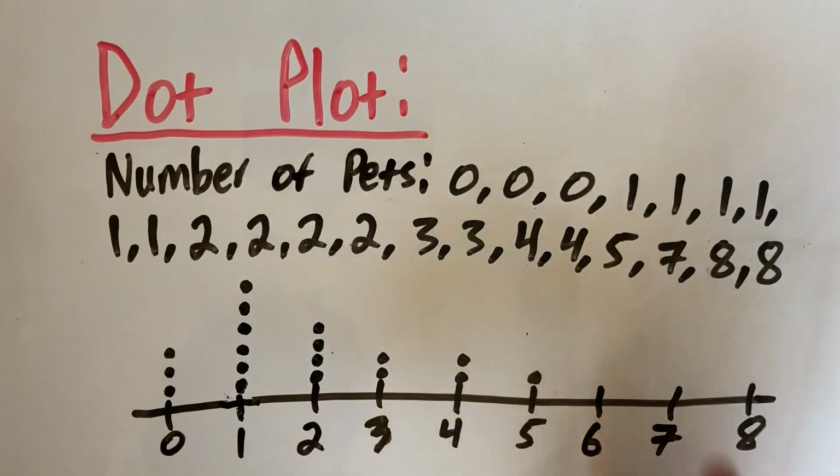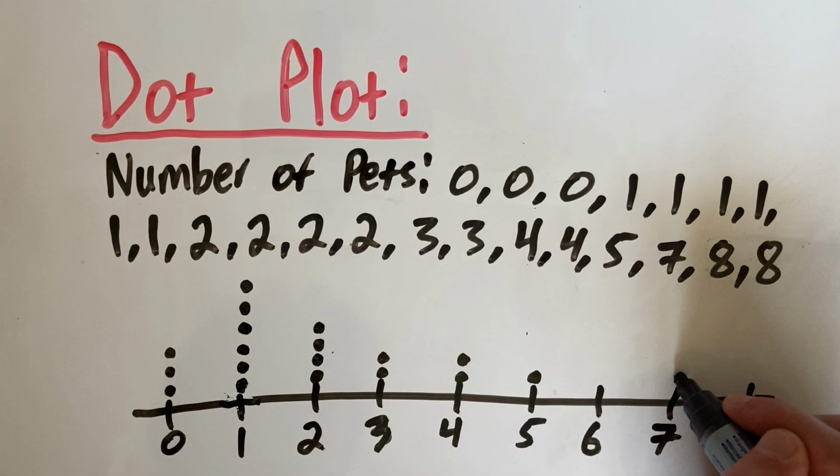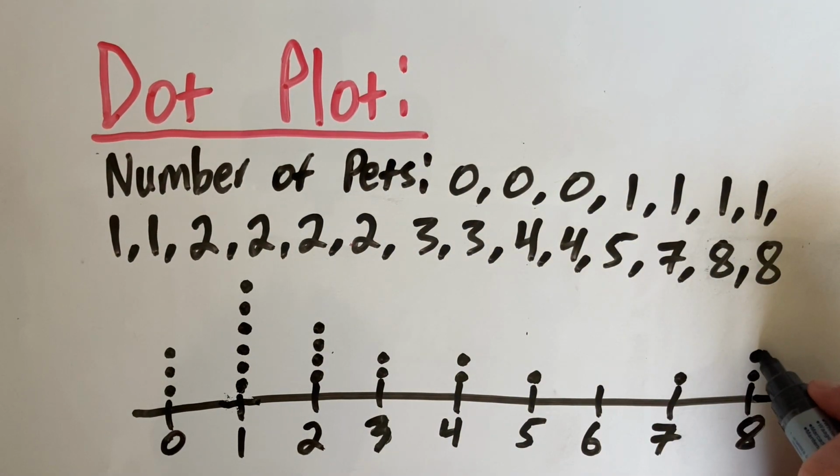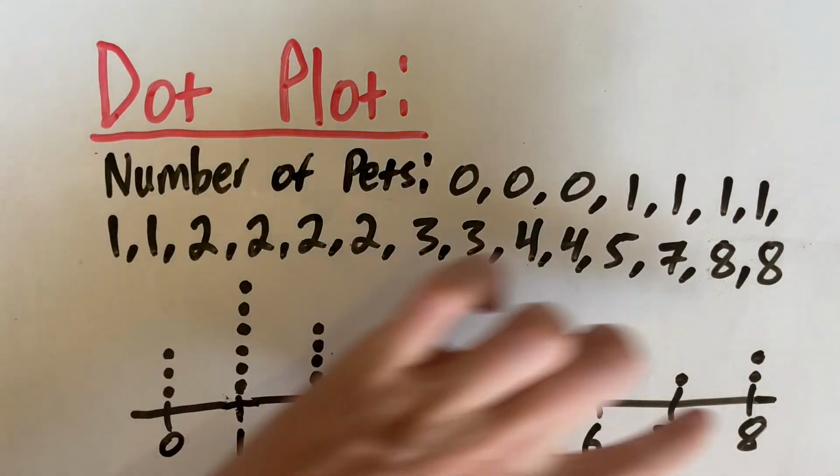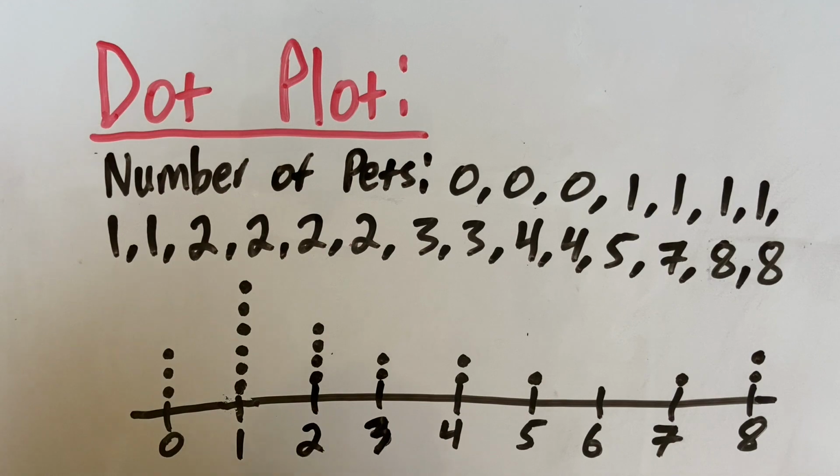No one has 6 pets, so we're not going to put any dots for 6. We're just going to leave 6 blank. So we move on to 7, and one person has 7 pets, so 7 will have 1 dot, and finally 8 will have 2 dots. Make sure all of your dots are very neat, your lines straight, everything lines up.